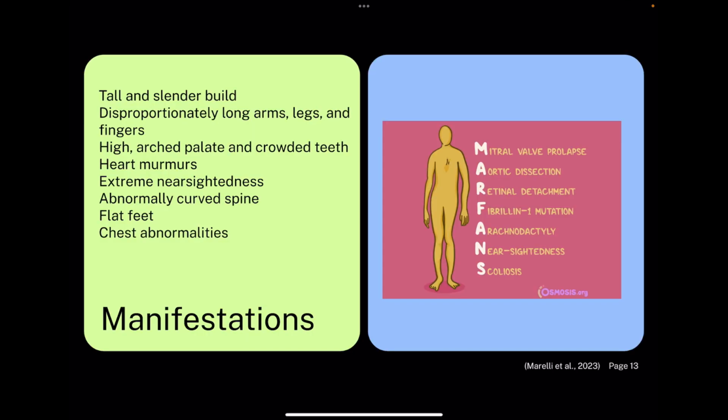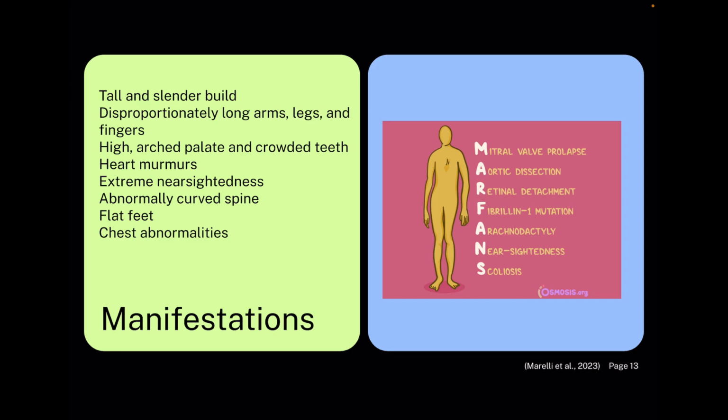The manifestations of this syndrome include a tall, slender build, disproportionately long arms, legs, and fingers, high arched palate and crowded teeth, heart problems, specifically aortic dissection and mitral valve prolapse, extreme nearsightedness, abnormally curved spine, flat feet, and chest abnormalities. The aortic dissection and dilation seen with Marfan can lead to aortic aneurysm, which can be life-threatening.